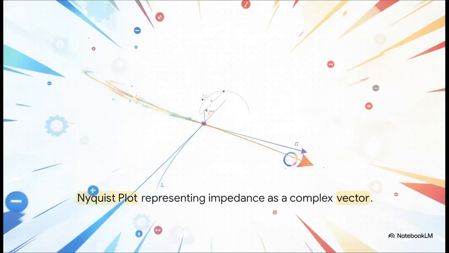Fast forward to today, and we plot all this data on a Nyquist plot. The x-axis shows the real impedance, and the y-axis shows the imaginary impedance. It's such a clean way to represent the electrochemical circuit as a complex vector with a distinct phase angle, completely separating out those unwanted resistance values we talked about earlier.